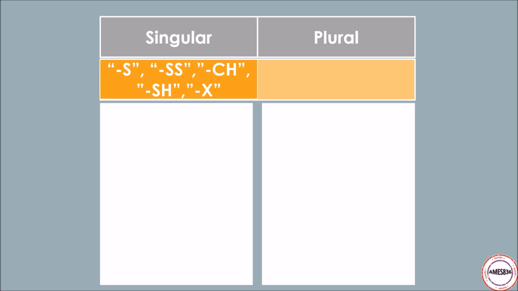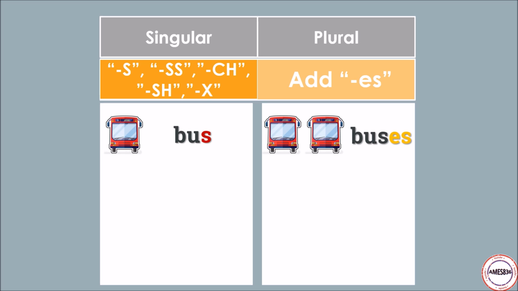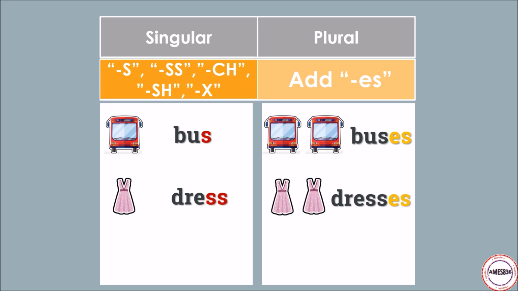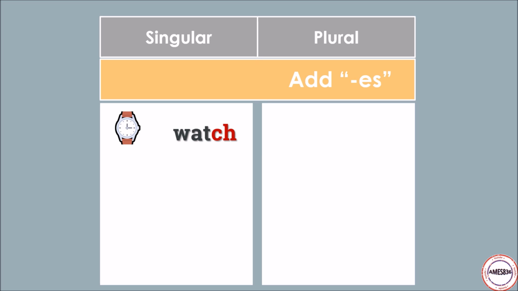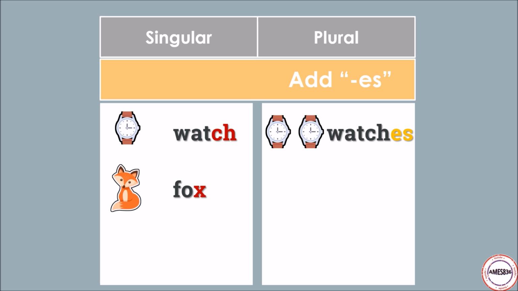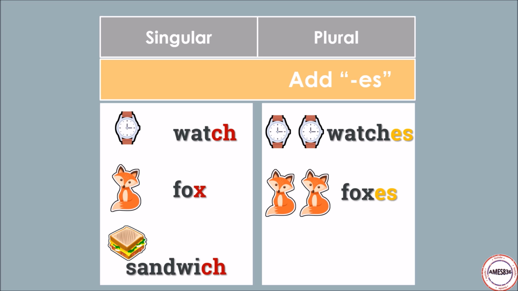Nouns that end in s, ss, ch, sh, or x are made plural by adding es. Bus, buses. Dress, dresses. Brush, brushes. Watch, watches. Fox, foxes. Sandwich, sandwiches.